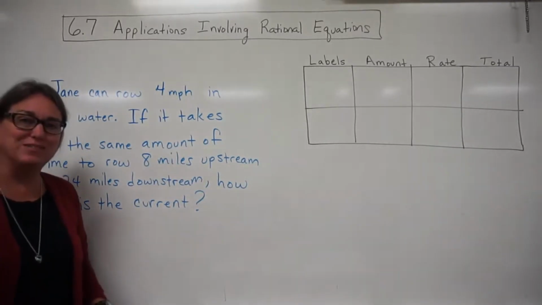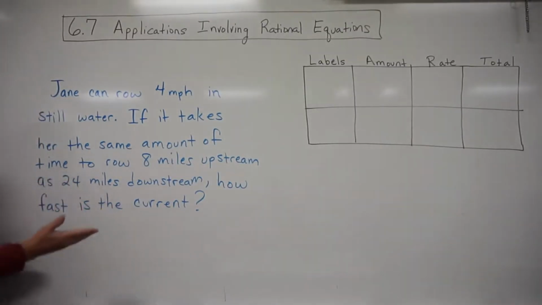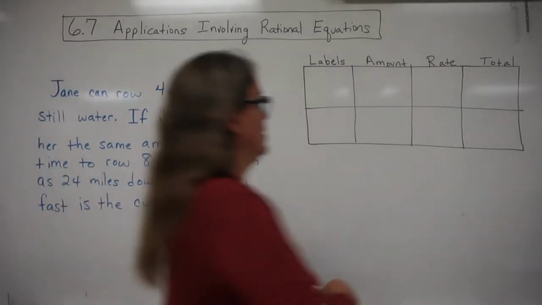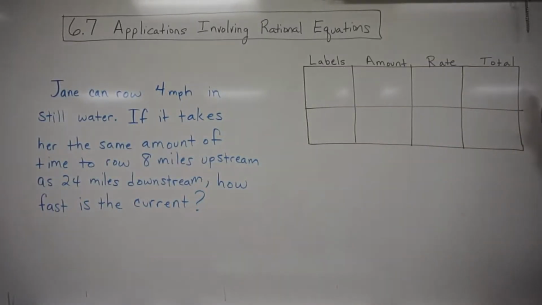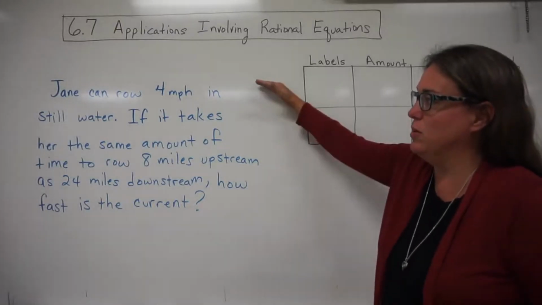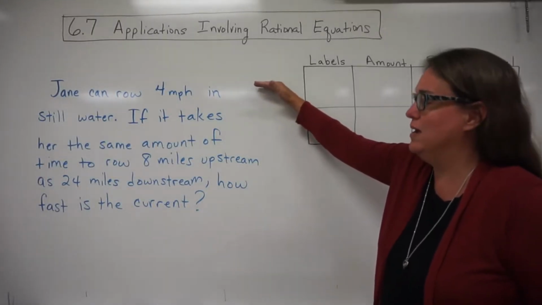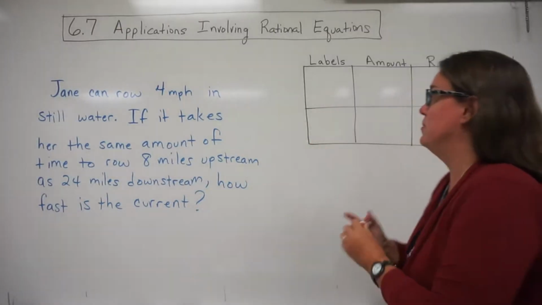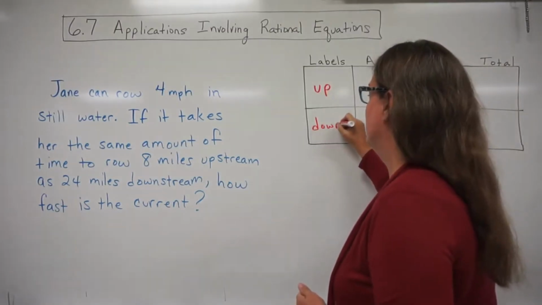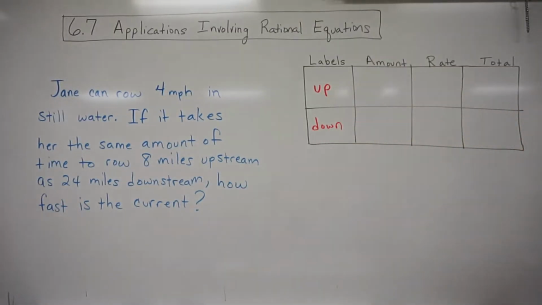Remember, you can pause the video in order to take some time to write this down before jumping into the problem. Remember that I've been promoting in our class the use of a chart. The chart isn't actually necessary. It is simply a way of organizing our information. So I see that there are two situations in this problem about Jane rowing upstream and downstream. So I'm going to make one of my labels up and one of my labels down.